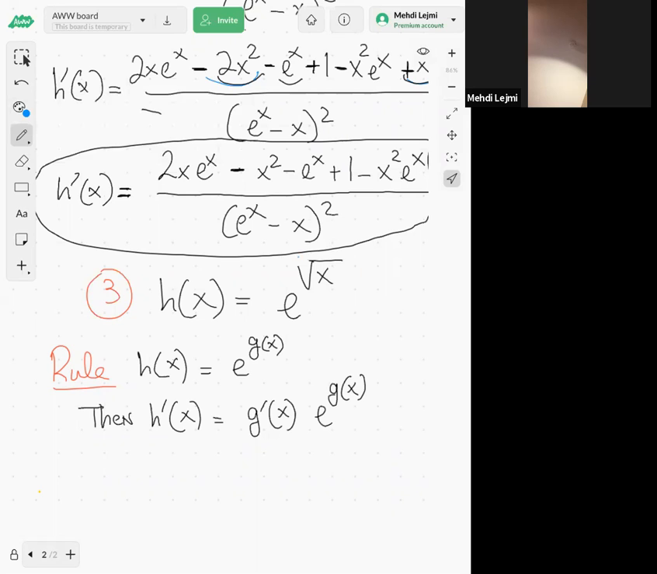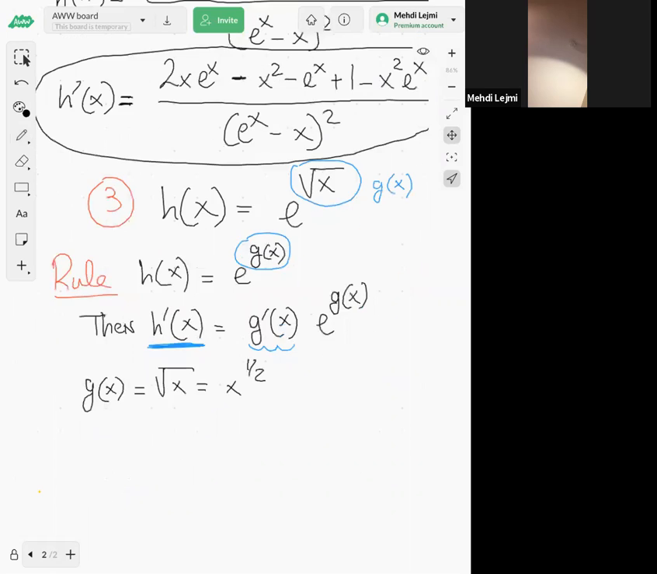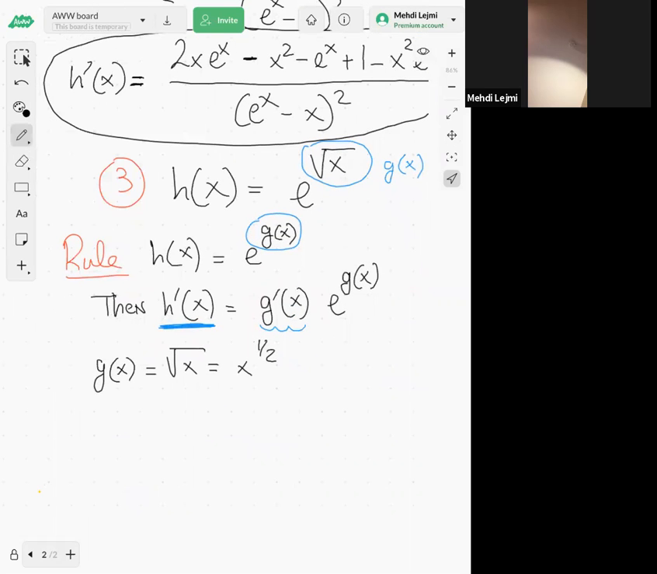So my g of x is the square root of x, right? That's my g of x. So now I want to compute the derivative. So I need g prime, right? So what's g prime? So g of x, we said it's the square root of x, which is, by the way, x to the power half, right? That's the square root of x. So what will be then the derivative of x to the power half?